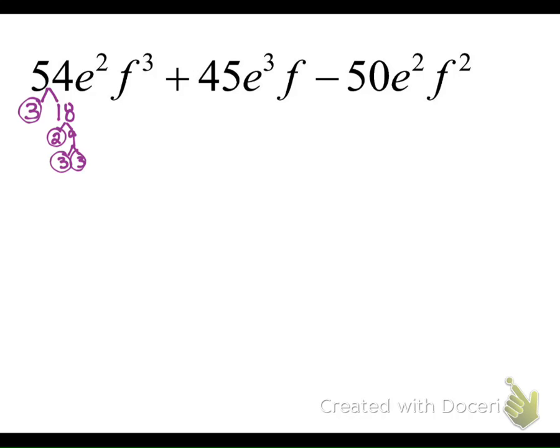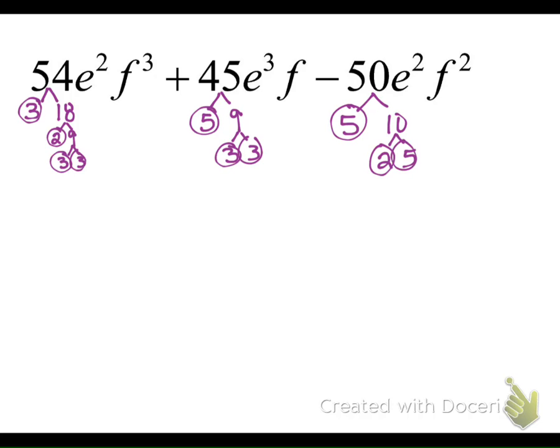Okay. For 45, let's have Mackenzie. 5 and 9. And for 50, Cody. 5 and 10. 2 and 5. Okay.